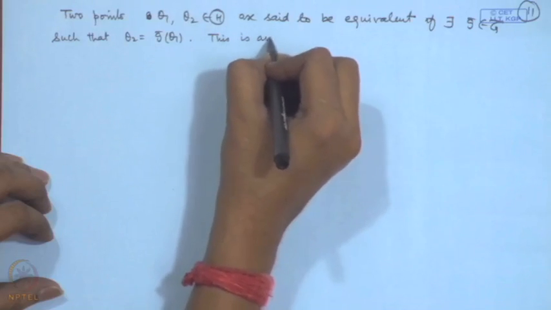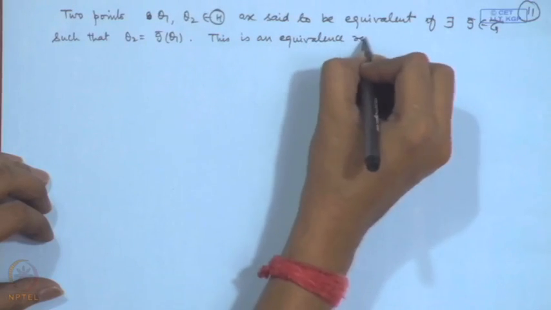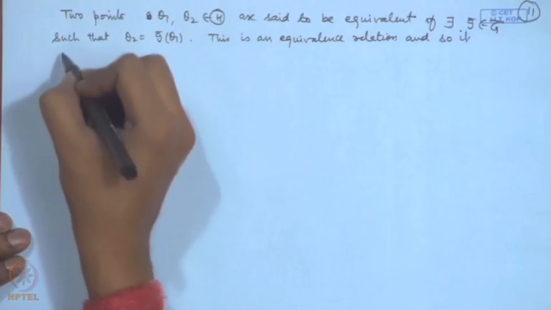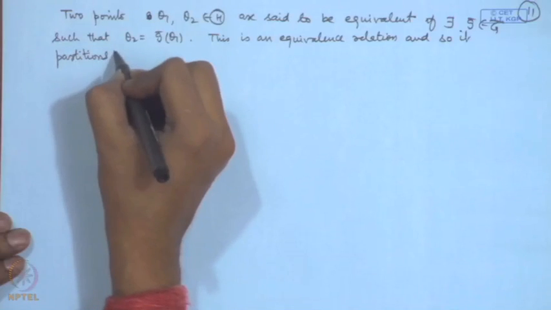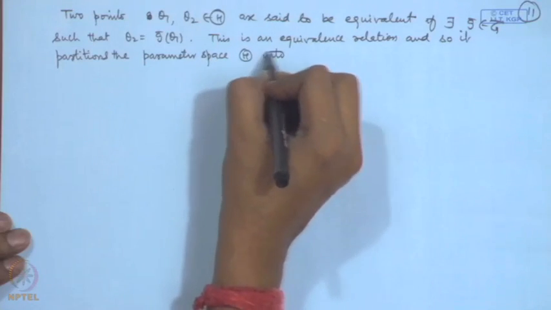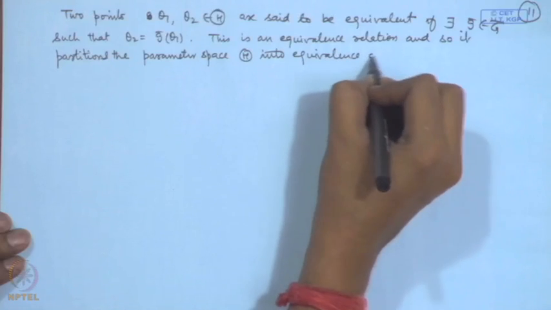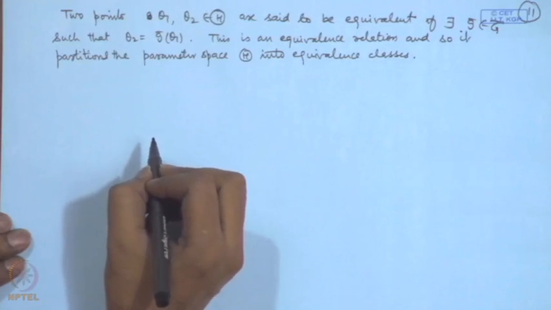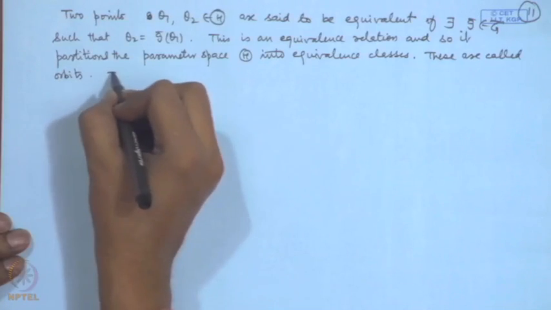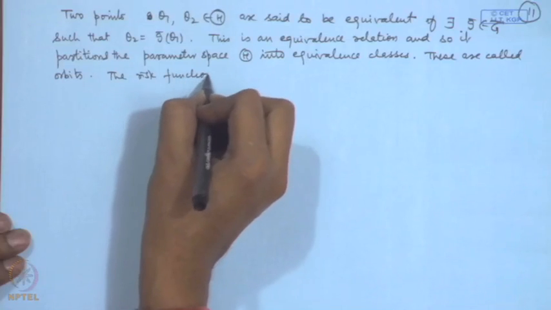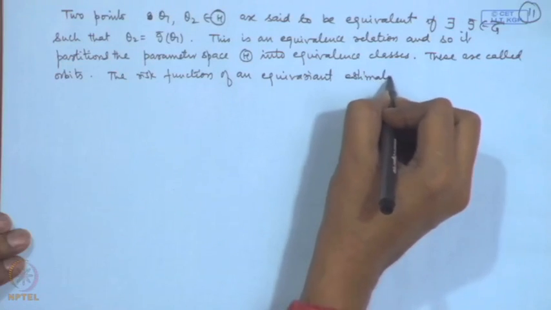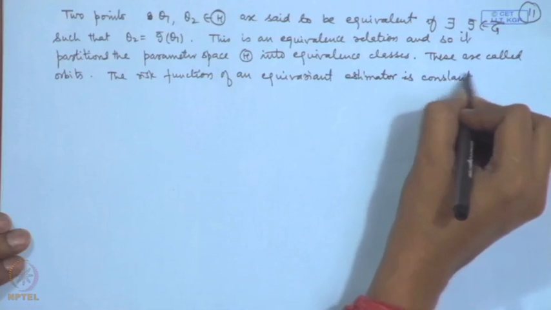Then this is an equivalence relation, and so it partitions the parameter space into equivalence classes. These are called orbits. The risk function of an equivariant estimator is constant on the orbits.